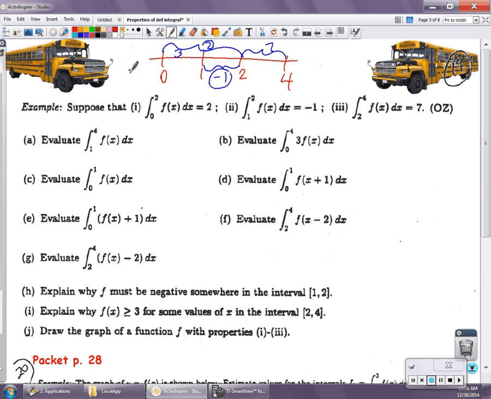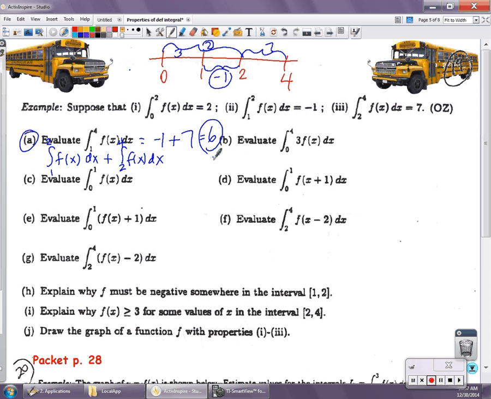Letter A, evaluate the area from 1 to 4. Well, we already know that the area from 1 to 4 is going to be negative 1 plus 7, because this is the same thing as the area from 1 to 2. I'm using my properties on the other page. I'm breaking this apart, plus the area from 2 to 4 of f of x dx, which was negative 1 plus 7, which gives me a net area of 6. I would encourage you to stop the video at this point and try all of these by yourself, and then resume the video to see if you agree with what I got.